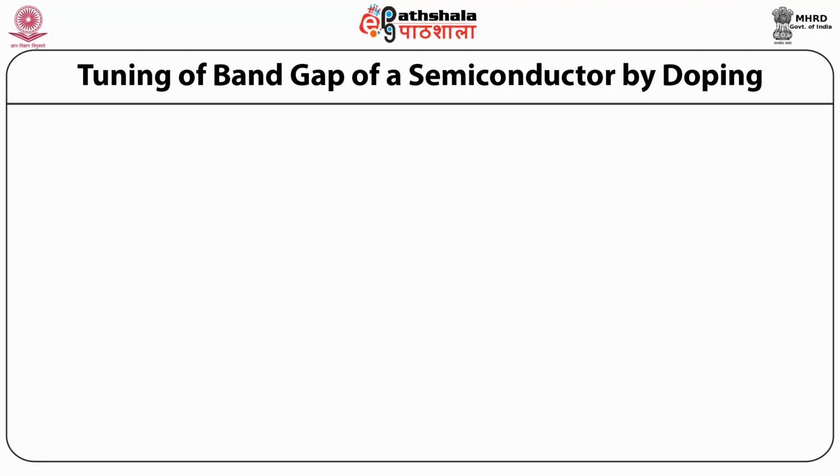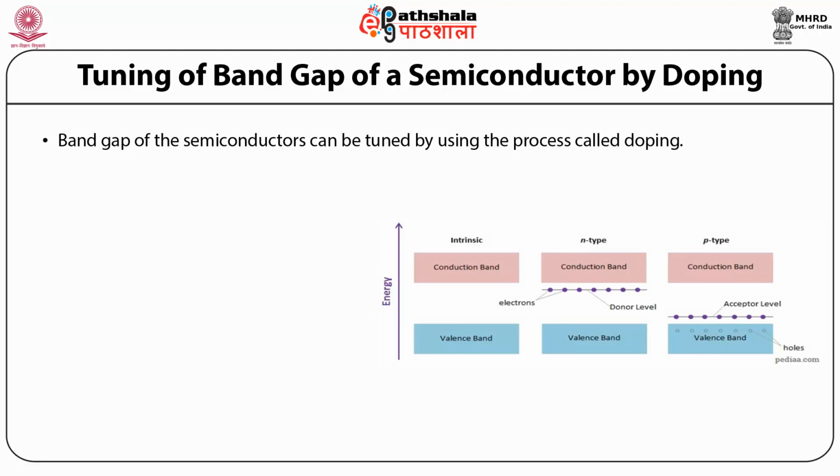The tuning of band gap of a semiconductor by doping. The band gap of a semiconductor can be tuned by using a process called doping. Doping means the addition of impurity into a semiconductor crystal for the deliberate modification of conductivity. Two of the most important materials silicon can be doped with are boron with valency 3 and phosphorus with valency 5. Other materials are aluminum, indium, and arsenic, antimony, etc.